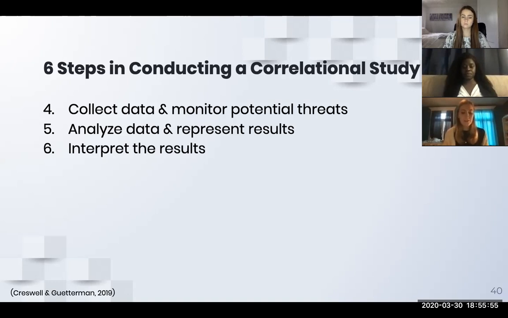And then you can use the appropriate statistics to figure out whether it's linear or curvilinear, as Tessa mentioned, by using a scatter plot. Number 6, you're going to interpret the results. So what does it mean? You need to look at the results and also make sure you're discussing the magnitude and also considering the impact of any mediating variables.